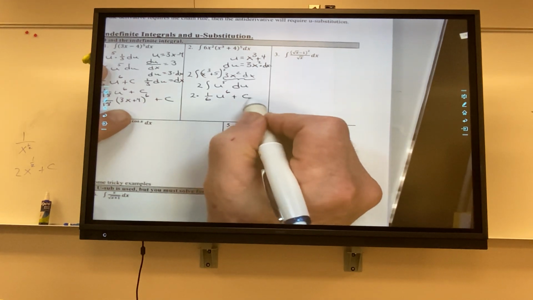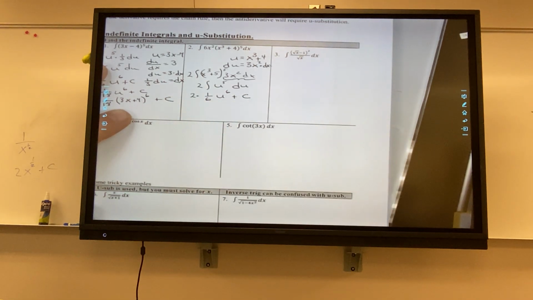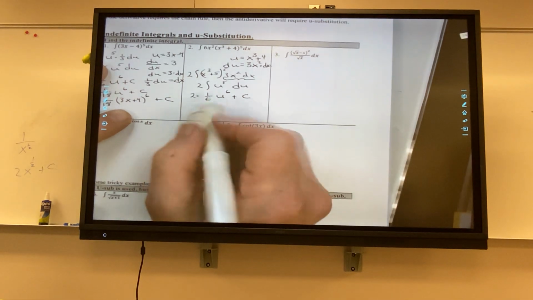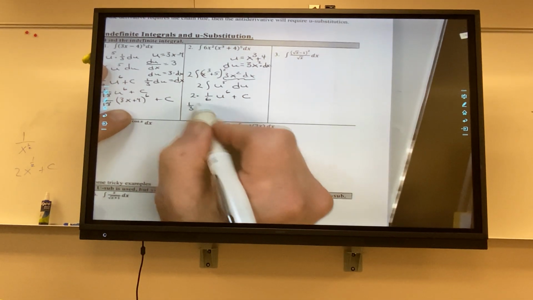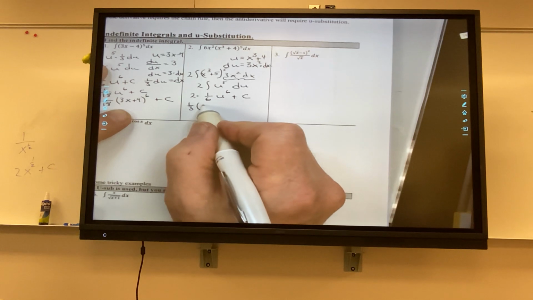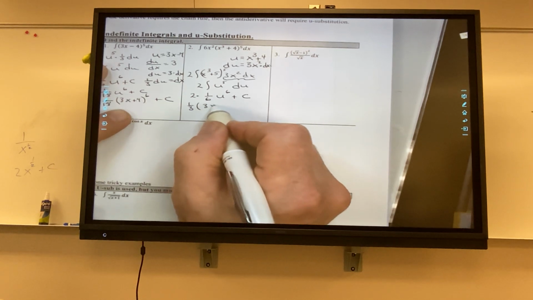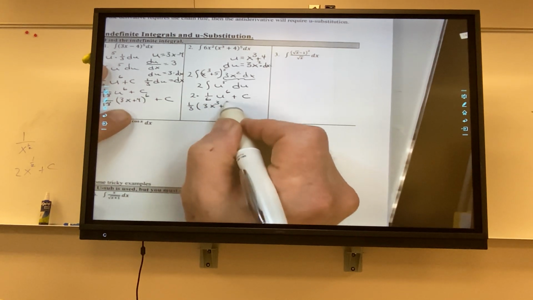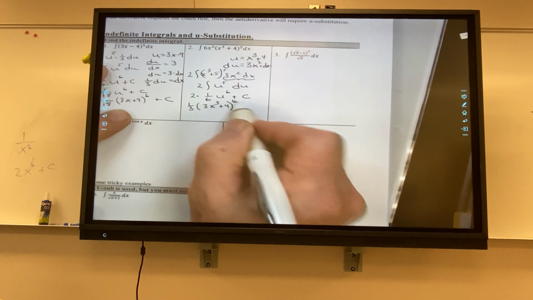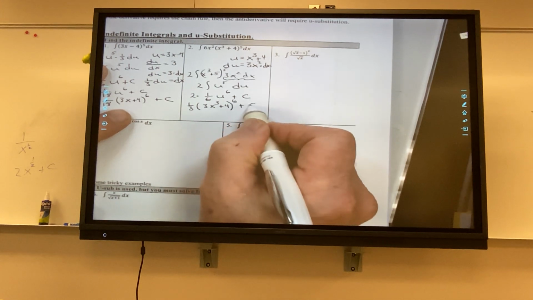Add my c because it's now worth 2/10 of a point. Simplify this. This becomes 1/3. Get rid of the u and replace it with 3x cubed plus 5 raised to the 6th power plus c.